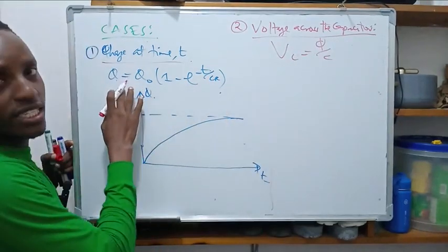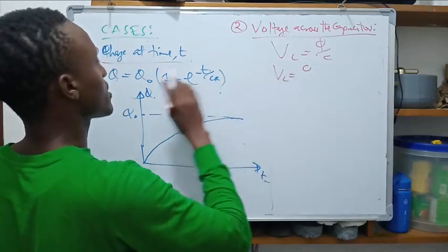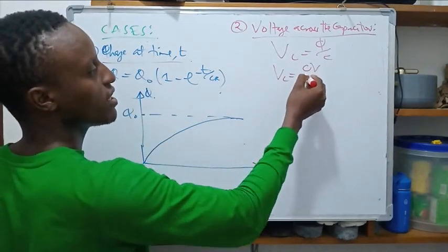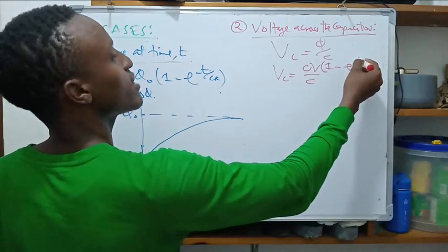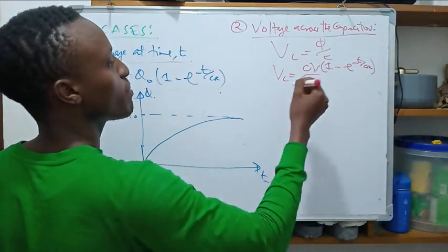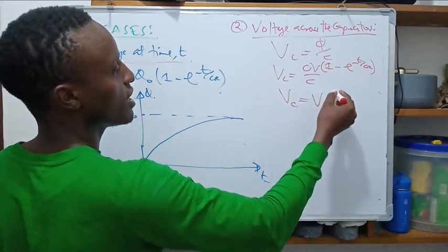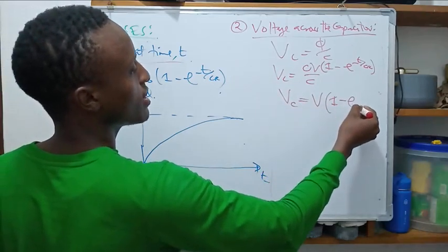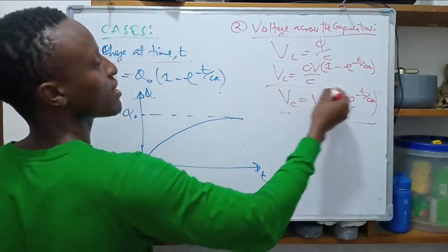What's the charge at any time? So VC is just equal to Q over C. What is Q naught? We said it is CV, then over C, times 1 minus e to the negative t over CR. So what happens? C and C cancel. Then the voltage across the capacitor is just equal to V times 1 minus e to the negative t over CR. That's what happens.